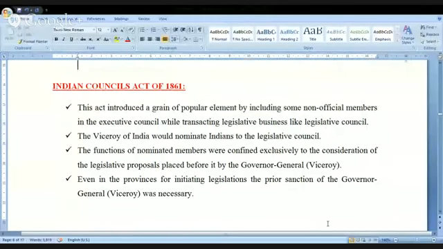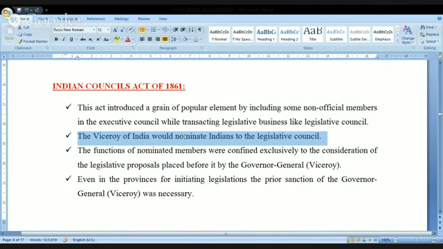This act introduced a grain of popular element by including some non-official members in the executive council while transacting legislative business like a legislative council. Next one. The Viceroy of India would nominate Indians to the Legislative Council. It came into the picture for the first time, please. The power has been given to the Viceroy to nominate Indians to the Legislative Council. Legislative Council is a body which can make the legislations. You know the whole terminology now.